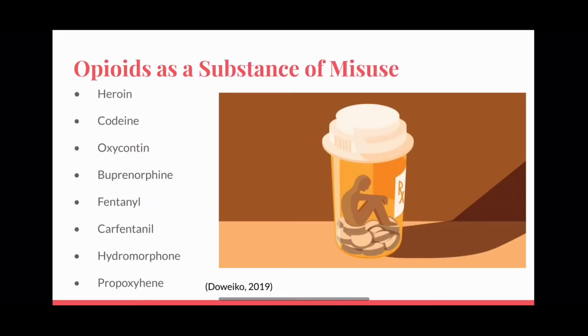Now, while opioids serve a great purpose for relieving moderate to severe and even chronic pain, they have a large potential to be abused. Many of the same types of opioids that are used as analgesics are also misused and abused by many people throughout the world. Some of the most common opioids that are misused or used for recreational purposes are heroin, codeine, OxyContin, buprenorphine, fentanyl, carfentanil, hydromorphone, and propoxyphene.